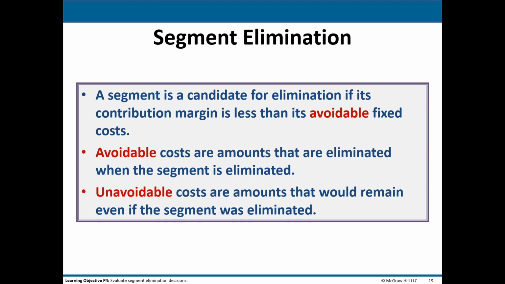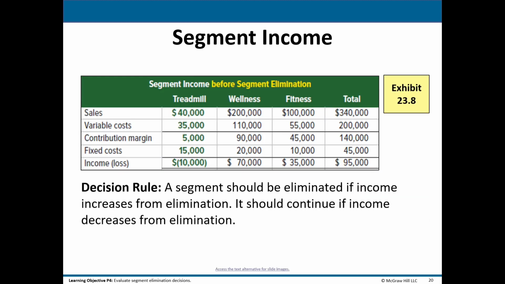So Fast Track reports results for its 3 segments in Exhibit 23.8. Total income is $95,000. However, its treadmill segment shows a $10,000 loss. Management is considering eliminating its treadmill segment. We must be careful, however, as some segment costs might be unavoidable even after we eliminate the segment.